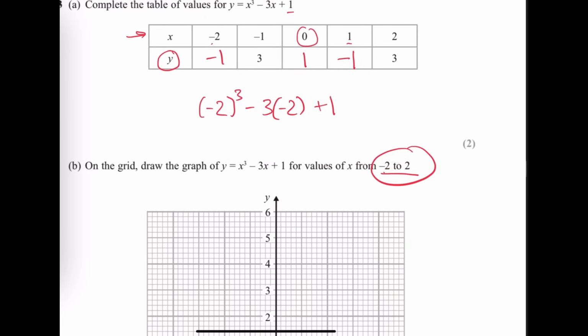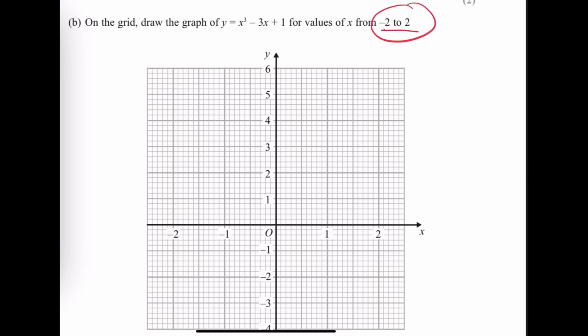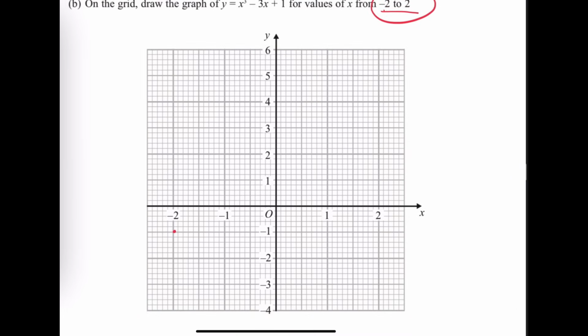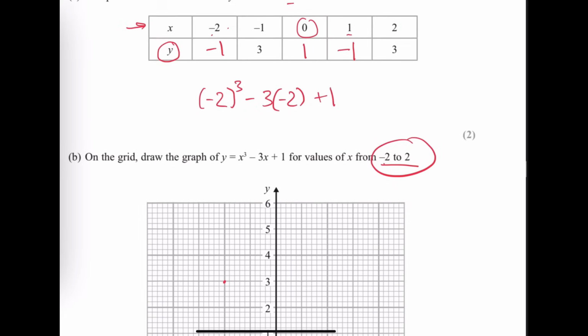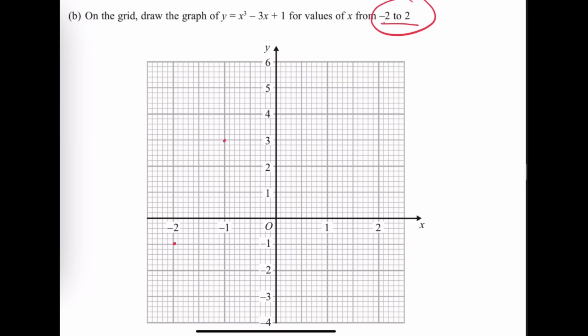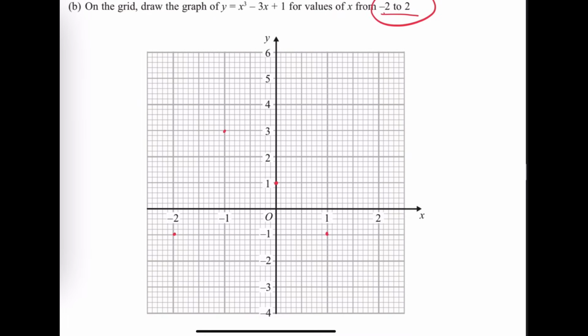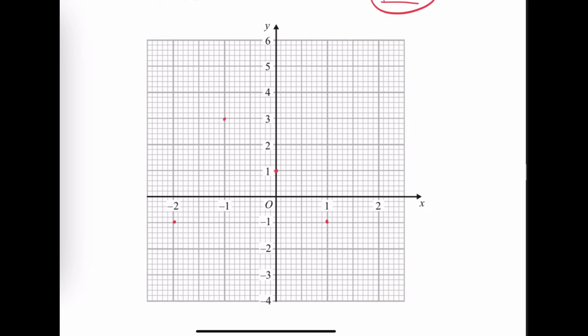So we will start by putting minus 2 and minus 1. Get minus 2 here and minus 1 here, and we plot it. Then we have minus 1, 3. Then we have 0, 1, which is over here. Then we have 1, 1. And then you have 2, 3, which is over here.